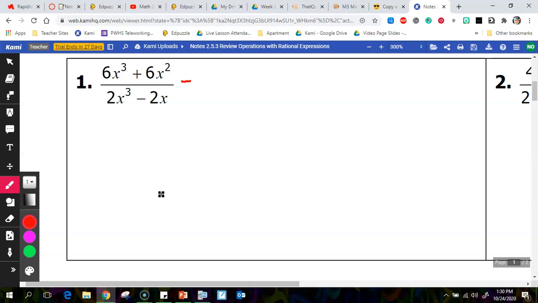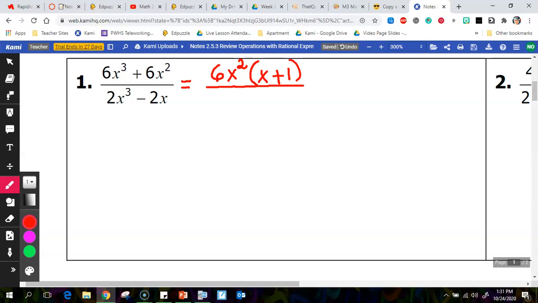So let's look at the numerator first and see if we can pull out a greatest common factor. We can. And the greatest common factor is going to be 6x squared. And the way I knew that is, first of all, look at the coefficients. The coefficients are both 6, and then the x squared is the smallest exponent between the two terms. And so then I have parentheses, and 6x squared divided by 6x cubed is x. 6x squared divided by 6x is 1, so I have a plus 1 here.